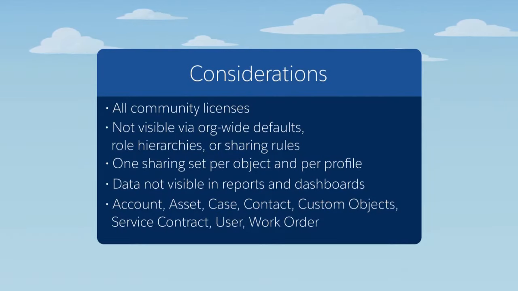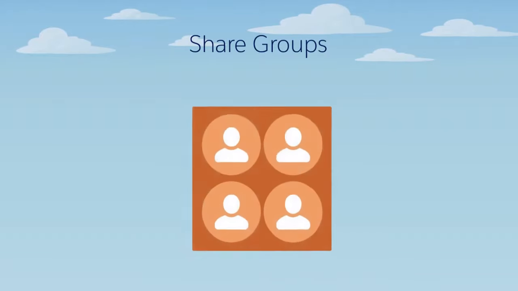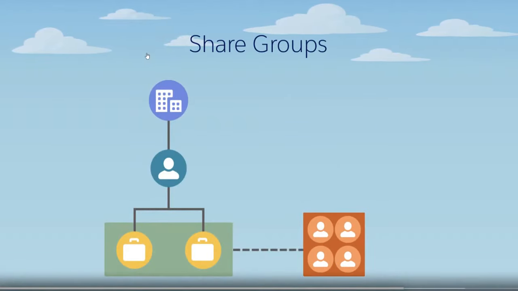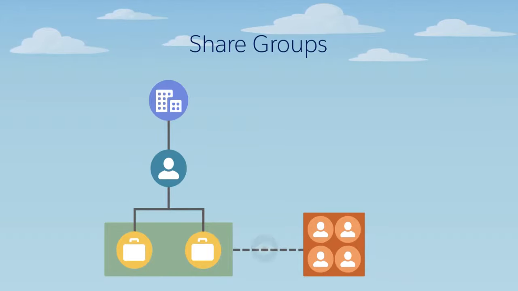We learned that sharing sets only work with community licenses. So how do your internal users get access to records owned by external users? Welcome to share groups. Share groups grant internal users access to records shared through sharing sets. A user in a share group gets full access to records owned by users associated to the sharing set.